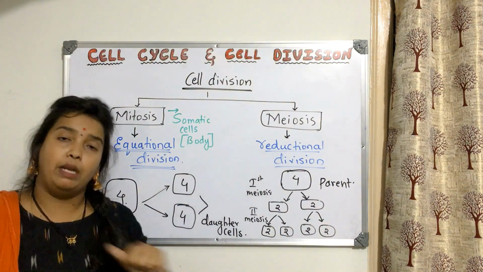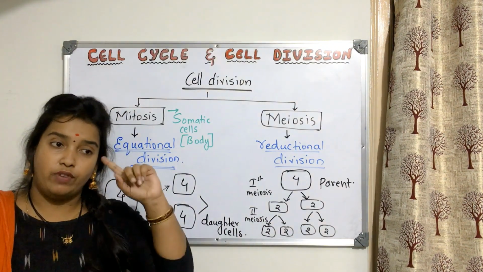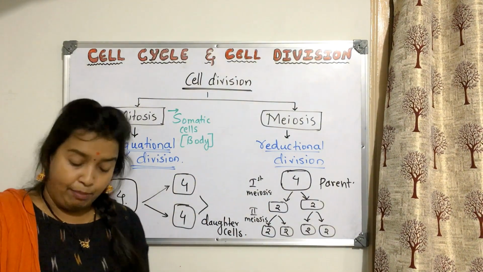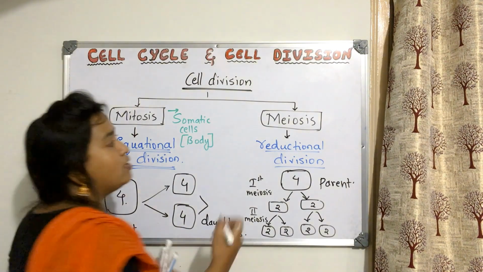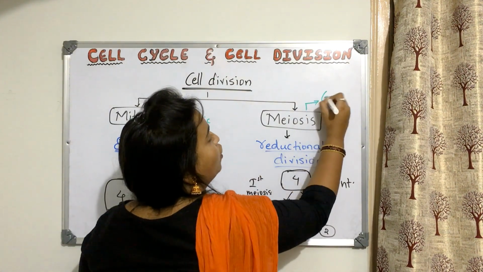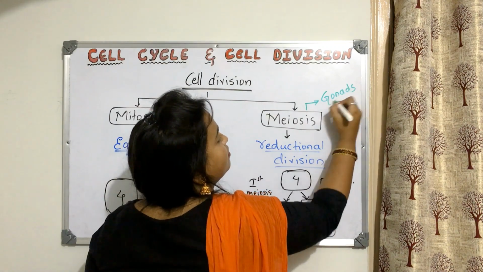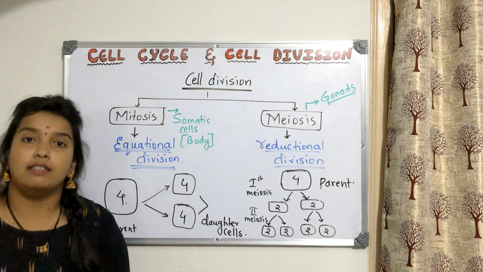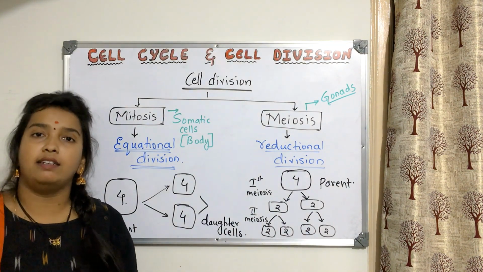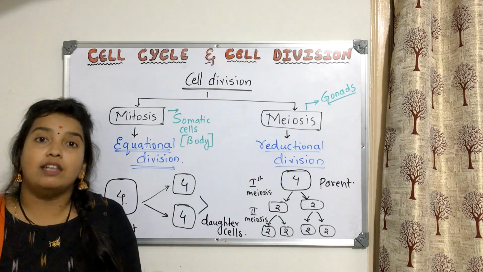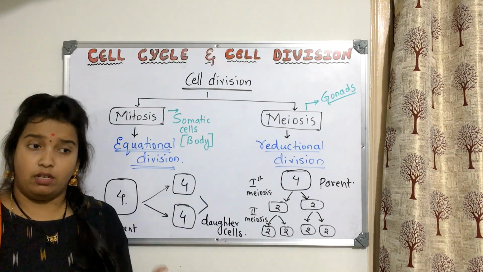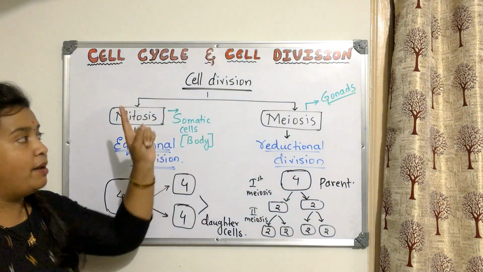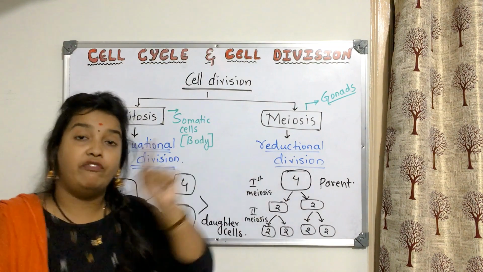Then where will meiosis occur in a human being? If you have understood the chapter human reproduction, you will easily remember. Meiosis will happen in the gonads. What are gonads? For males, the gonad is the testis. For females, it is the ovary. The sexual organs are the ones which produce the sex cells. So in males, it is the testis. In females, it is the ovary.